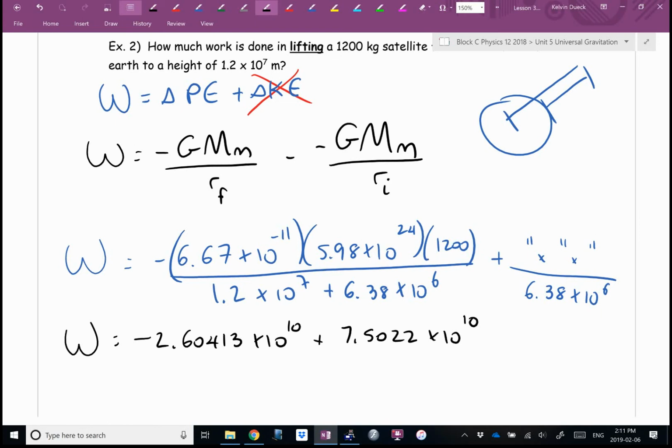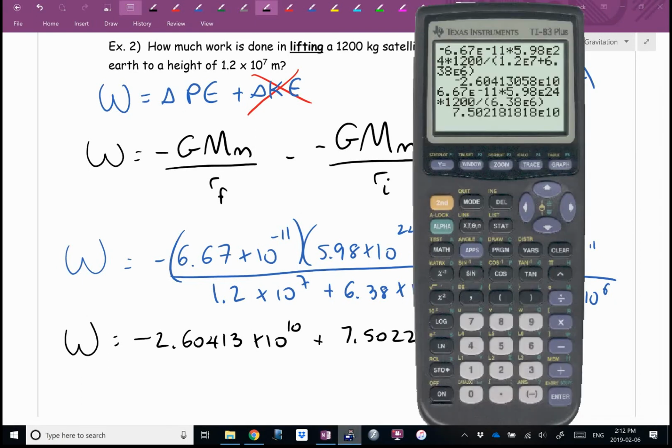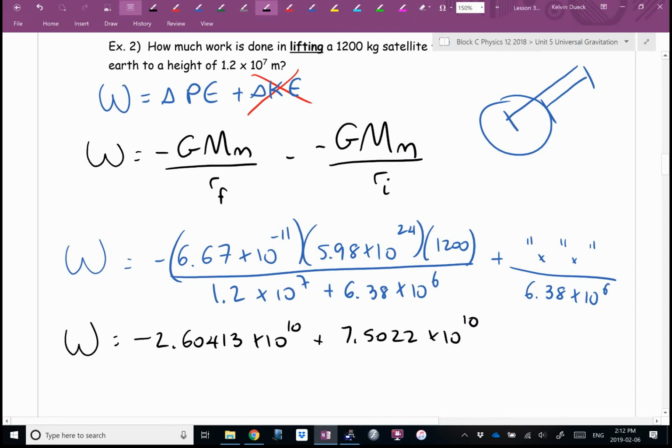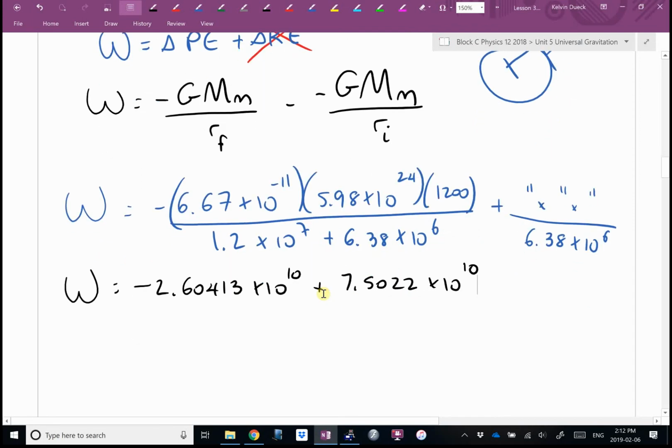By the way, to put something up there, will it actually take energy? Yes. Will I do work? Yes. I should get a positive answer. Let's find out. So I'm going to go negative 2.60413, scientific notation 10 plus answer button. Did I get a positive answer? And it was in the 10 to the 10th range, which it often is. 10 to the 9th, 10 to the 11th. 4.90 times 10 to the 10th.